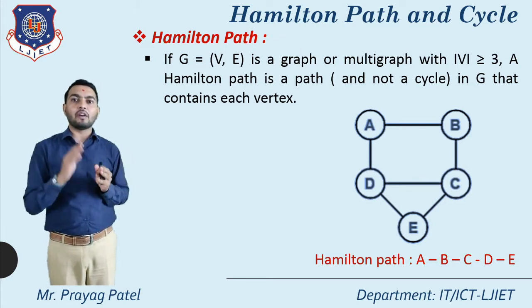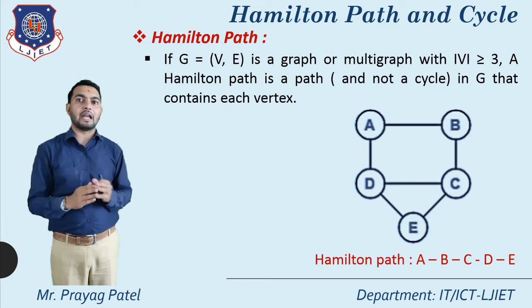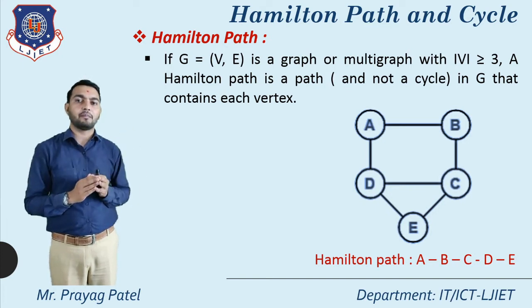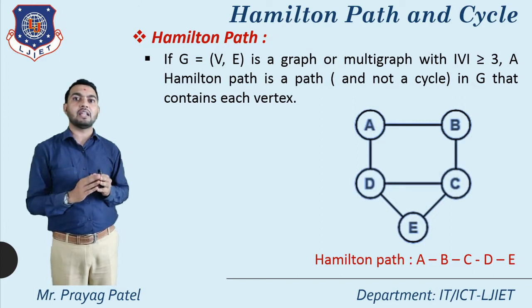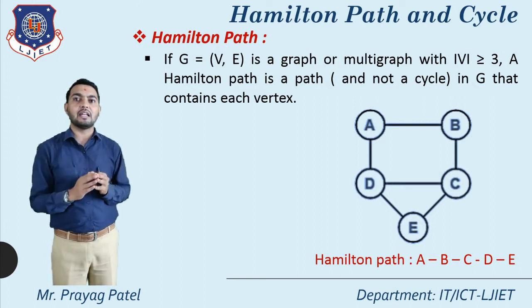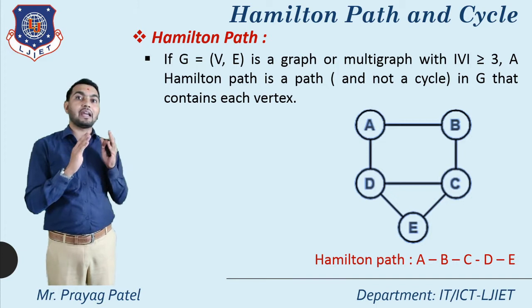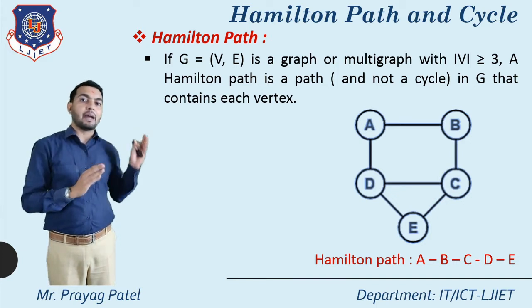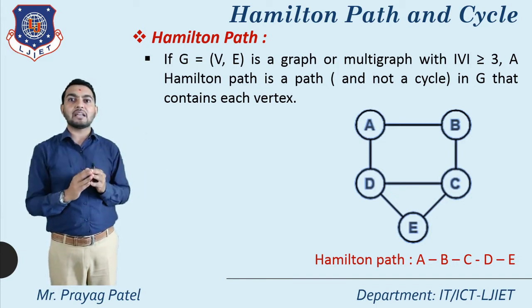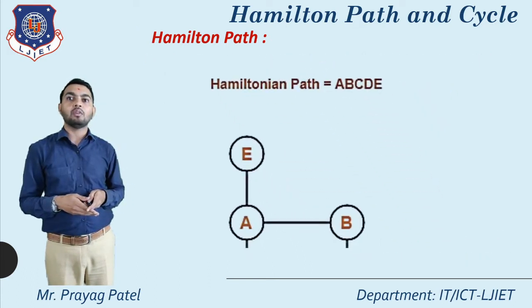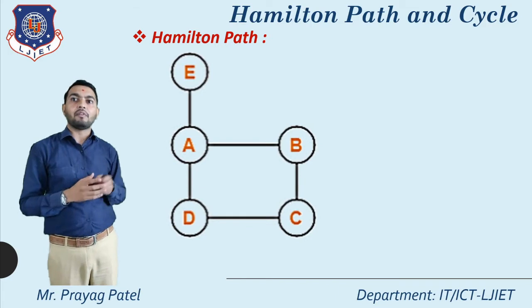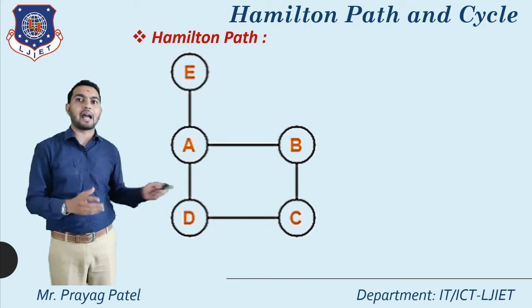Now we already know the concept of Euler's trail and Euler's circuit. So what is the meaning of Euler's trail? In Euler's trail the condition is to cover each and every edge. But in a Hamilton path the condition is to cover each and every vertex. So remember this point.